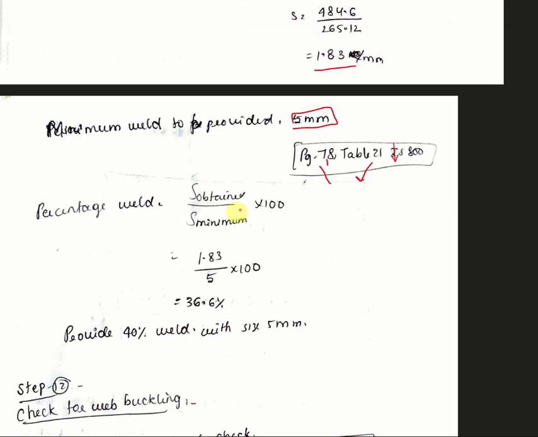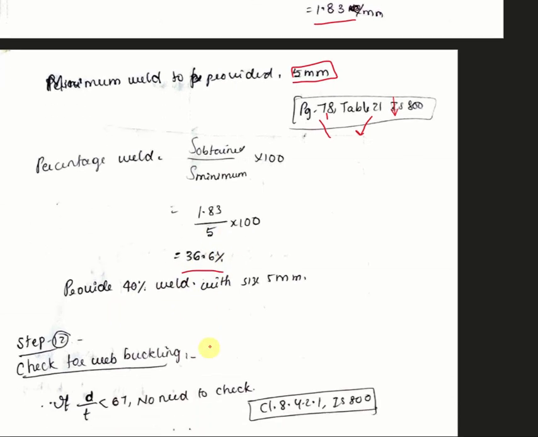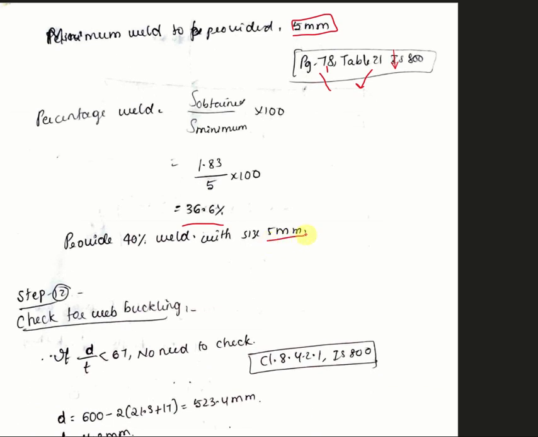Percentage weld. Now we have to calculate. This is the size of the weld obtained, which is 1.83. S minimum, as mentioned in the code, is 5. S obtained by S minimum into 100: 1.83 by 5 into 100, 36.6%. So let us provide 40% of weld with size 5 mm.